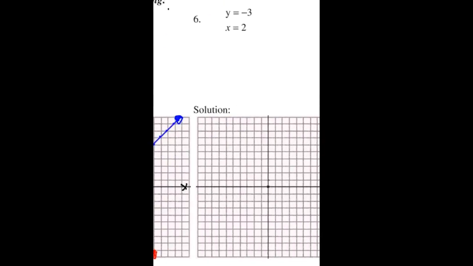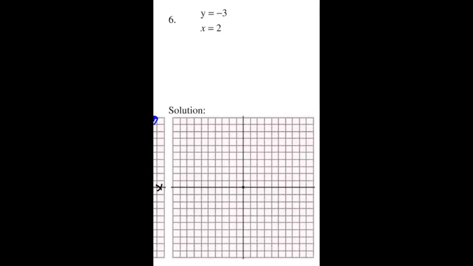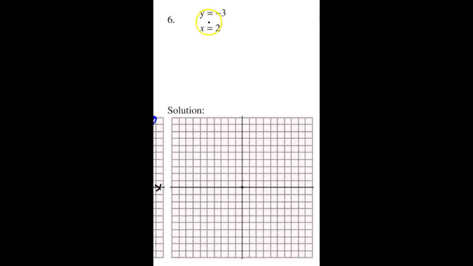Let's do a few more. Number 6. A little more straightforward. Y equals negative 3. So we can only go through the y-axis at negative 3. So this is the y-axis. Negative 3 is right here. And we're not allowed to cross the x-axis because we don't have an x variable. So my answer is just a horizontal line. That's the only way we can go through y at negative 3 and not cross the x-axis at all.